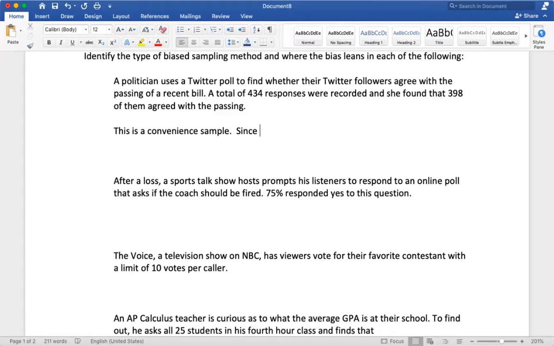Now we'll write about where the bias leans. So we know that 398 out of the 434 responses were in agreement with the passing of the bill, since the respondents already follow the politician.